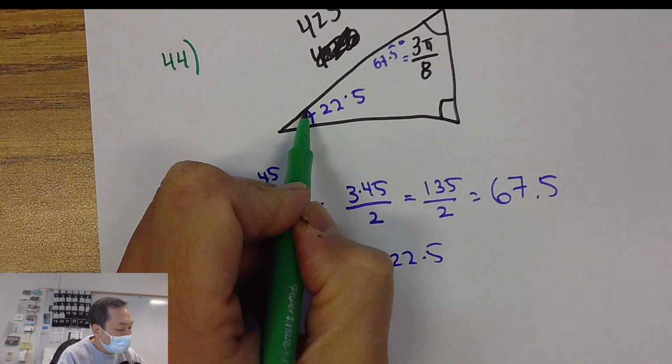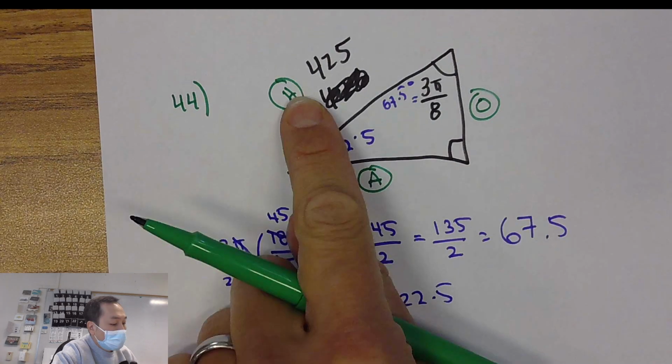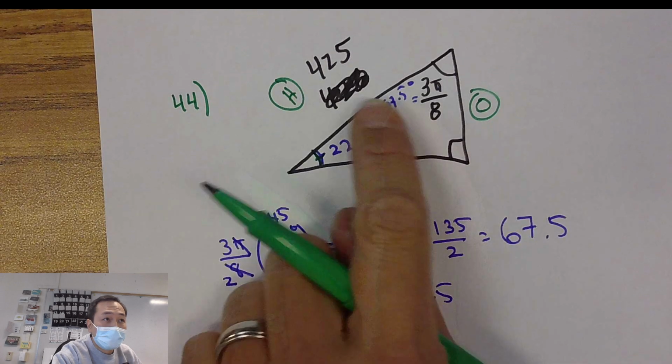So if I wanted to solve for my opposite side, and I have my hypotenuse, what trig function deals with opposite and hypotenuse? Sine, right? So the sine of 22.5 equals opposite O over 425 H. Correct?